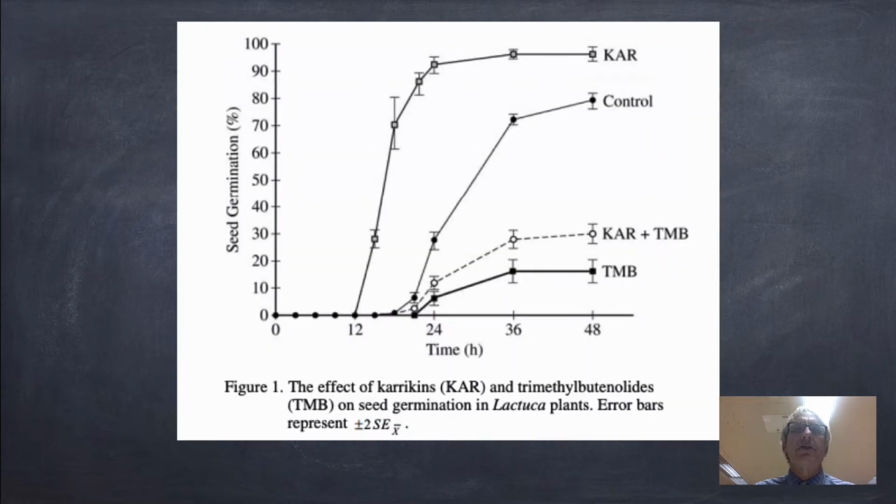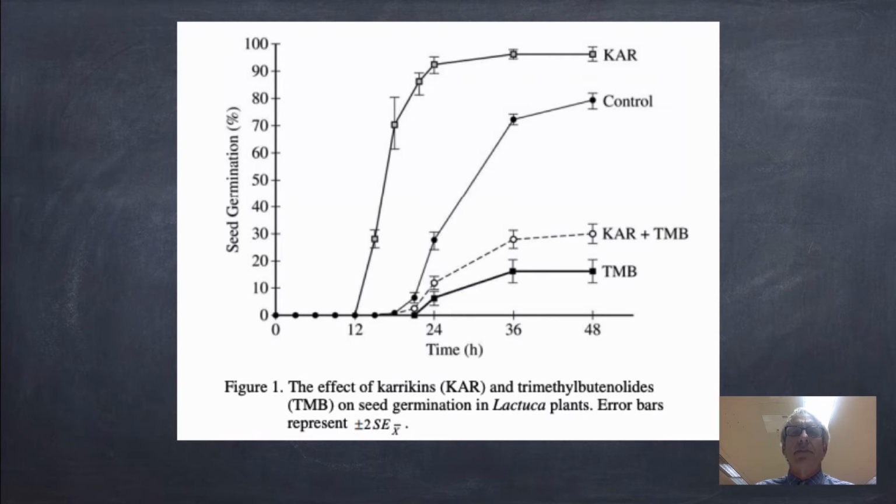So here's the graph that goes along with the question. Take a moment. What's on the x-axis? Time in hours. What's on the y-axis? Seed germination. Germination is when a seed begins to sprout, a root emerges, and then a shoot. So look, we have percentage there, we have hours and time on the x-axis.